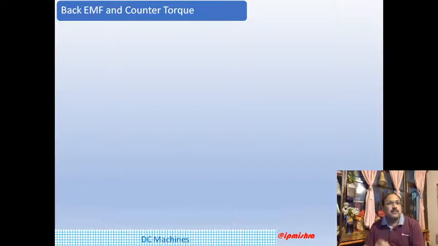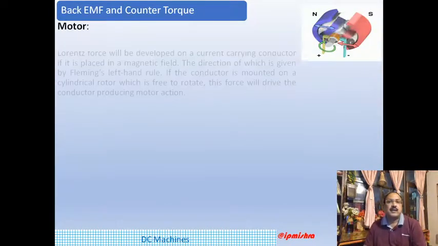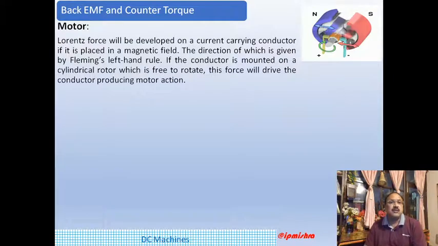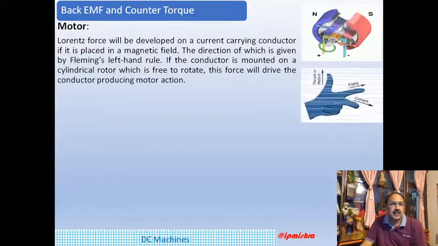We'll go through back EMF and counter torques. In a motor, Lorentz force will be developed on a current carrying conductor if it is placed in a magnetic field, the direction of which is given by Fleming's left hand rule. If a conductor is mounted on a cylindrical rotor which is free to rotate, this force will drive the conductor, producing motor action. You can see the figure. Now, this is Fleming's left hand rule.